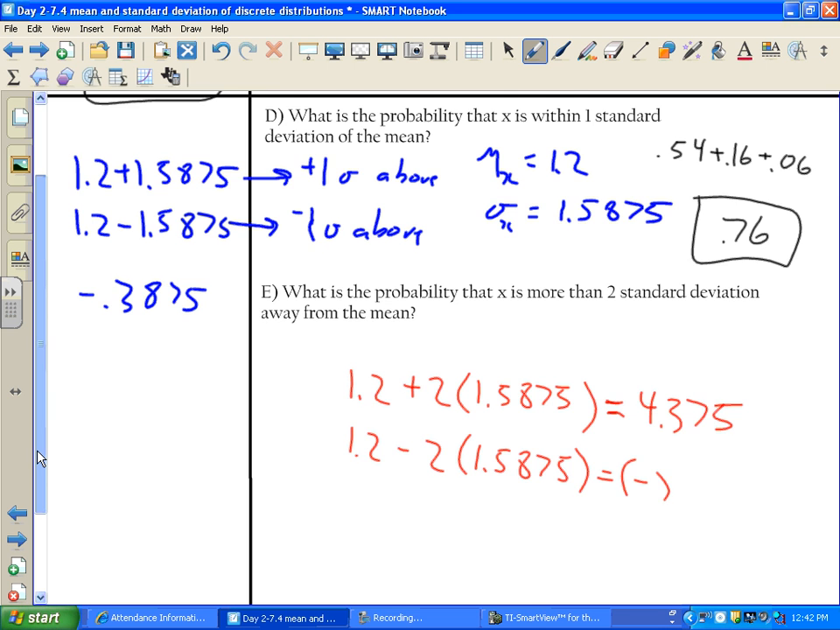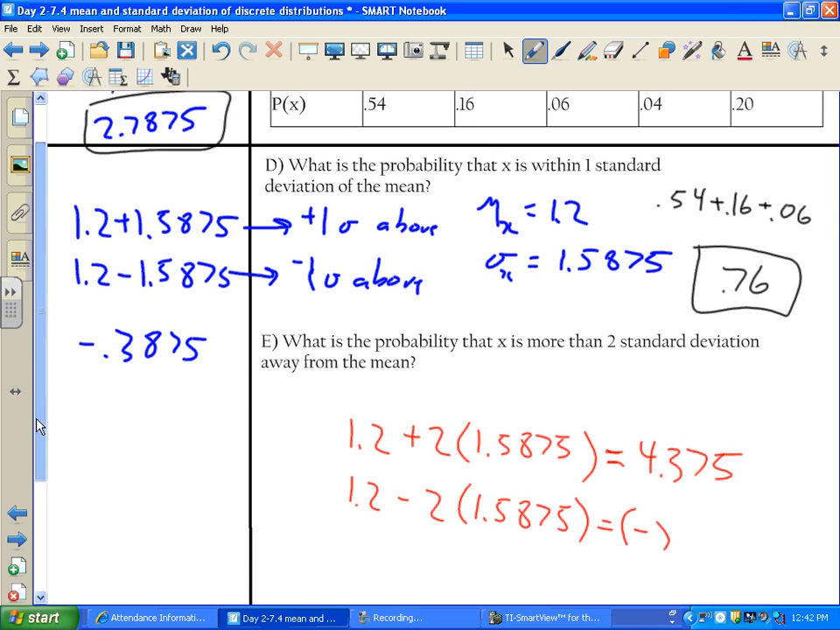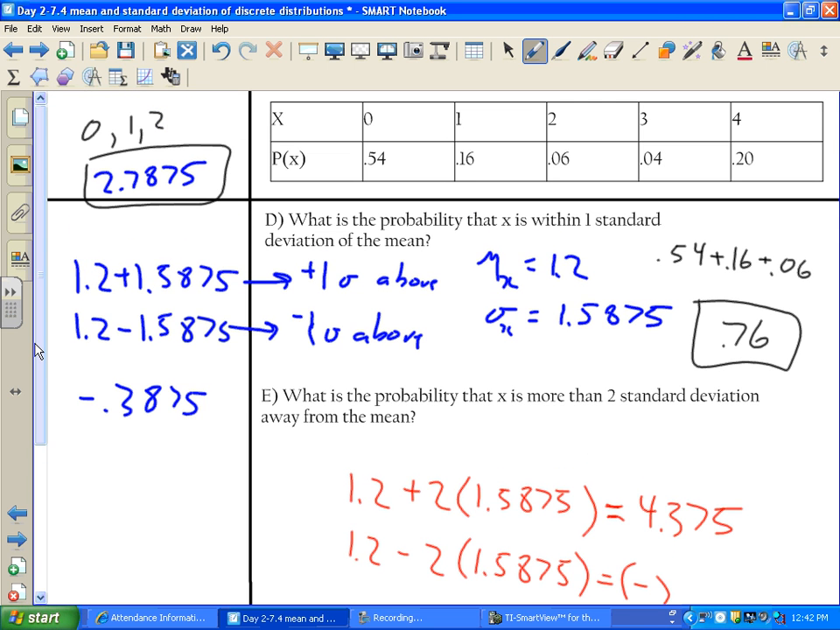We're talking probability x is more than 2 standard deviations away. Well, again, here's my 1.2. We're right about there. I got to get all the way up to 4.375. That's there. It's off my chart. And then I'm getting negative over here. Probability that x is more than 2 standard deviations away. Do I have any data that's outside of 2 standard deviations in this context? No, so that probability is 0.